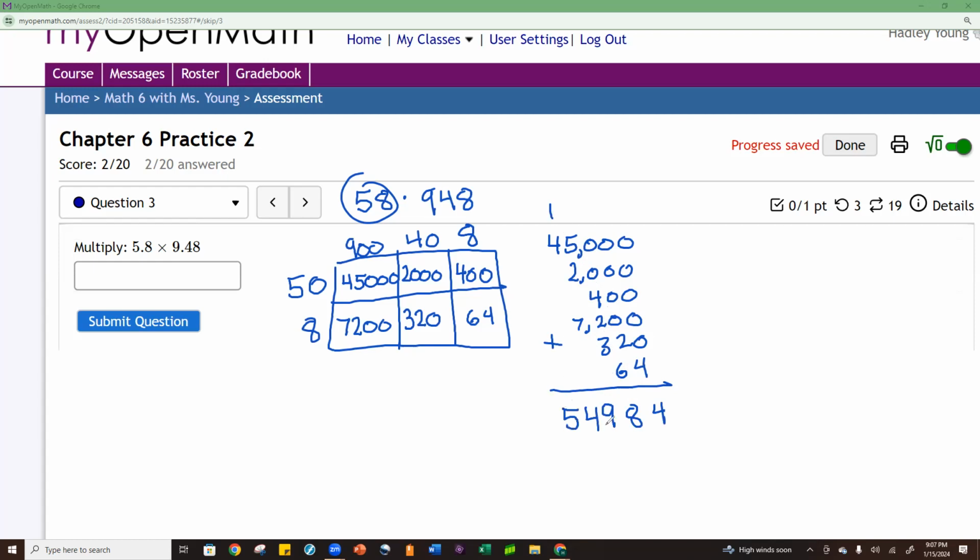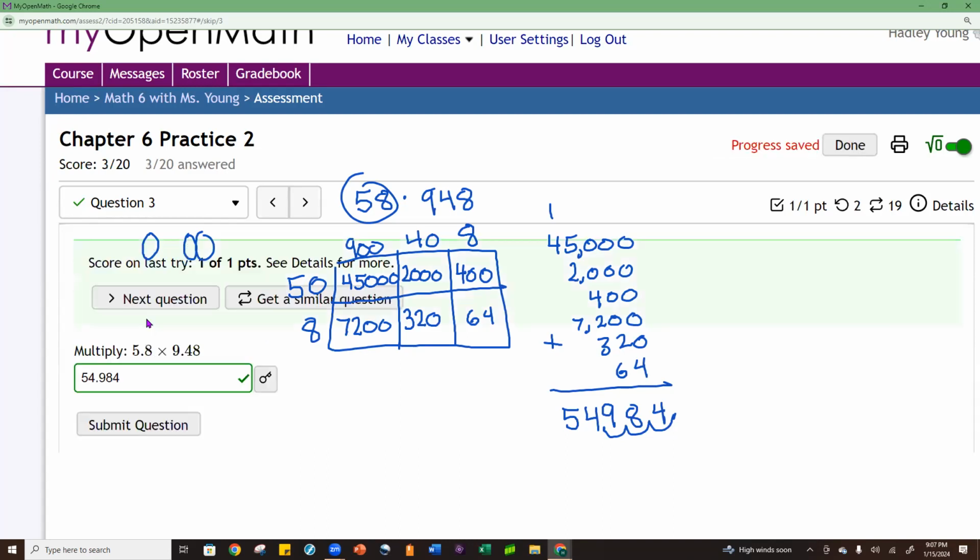Okay, now normally I would put a comma right here, but we need to move the decimal 1, 2, 3 places. So I'm just going to go 1, 2, 3. So here I get 54.984 or 984 thousandths. Good, we got that one right too. Write these out on paper so that if you make a mistake, you can ask me and I can check it for you, or you can catch your own mistake.